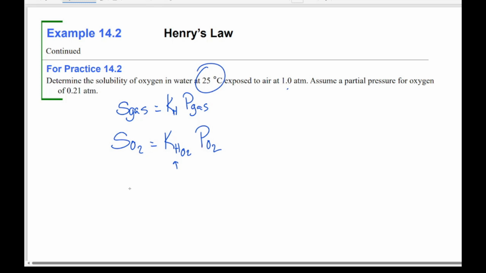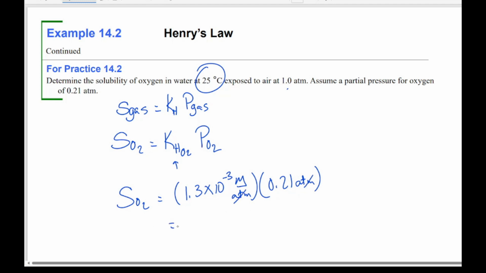So we see that the solubility of O2 is equal to 1.3 times 10 to the minus 3 molar per atmosphere. We get that from the table, times 0.21 atmospheres, which is the partial pressure for oxygen. Atmospheres cancels, and we get 2.7 times 10 to the minus 4 molar.